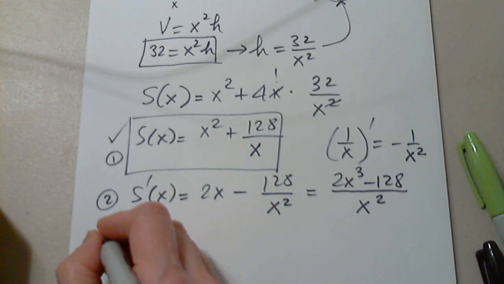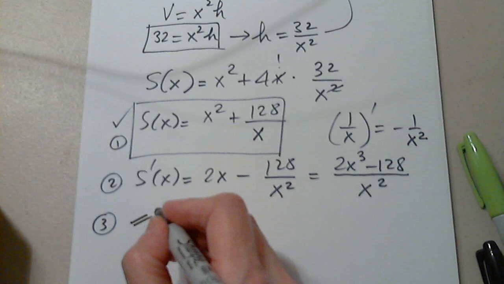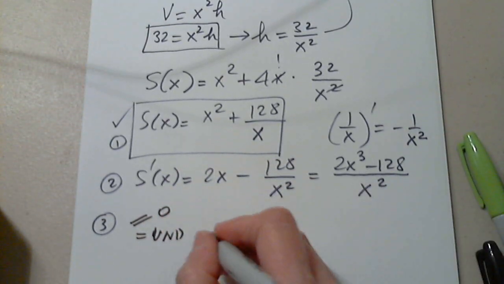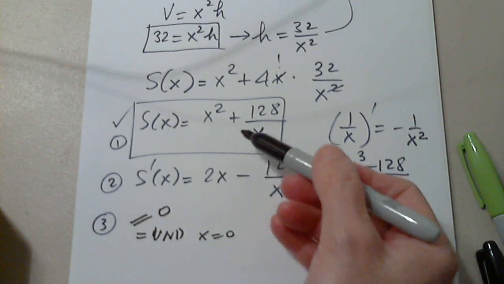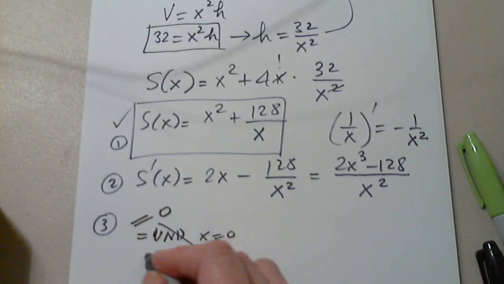What is step 3? The steps are identical for max min. Everything is identical regardless of the function. Anyone? Step 3. Equal to 0, or undefined. So we set it equal to 0 or undefined. It's undefined when x is 0, but x cannot be 0. Then if x is 0, there is no base.